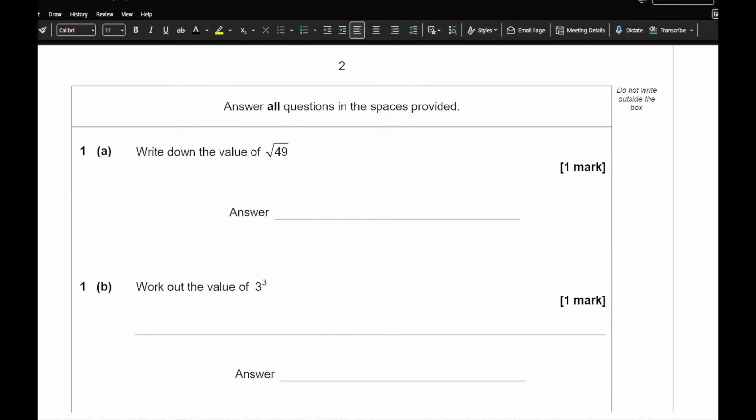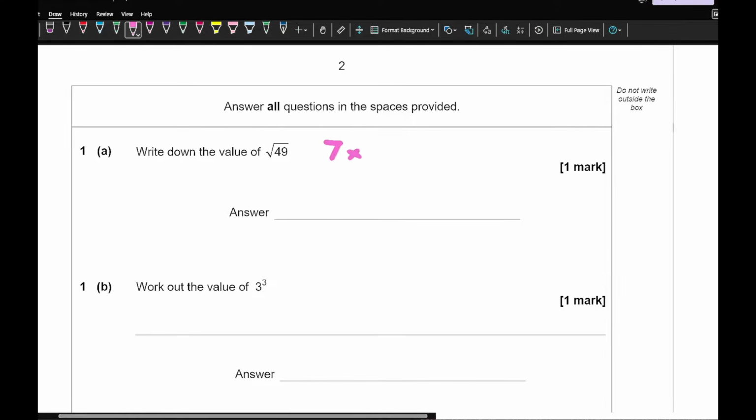So let's get started on question 1. Question 1a says write down the value of the square root of 49, and you should find that 7 times 7 equals 49, so the answer is 7.